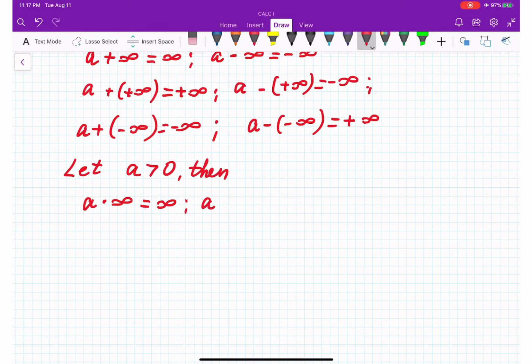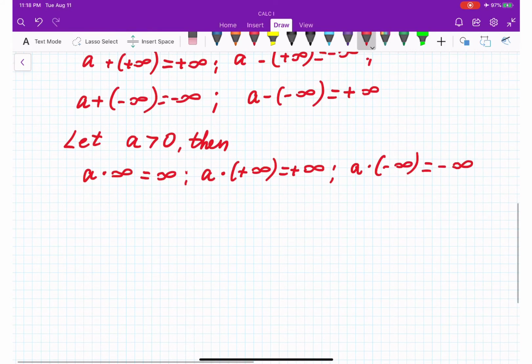Next, a times positive infinity, one side infinity we're looking at. It's going to be positive infinity, because a is greater than 0. Next, a times negative infinity. So a is greater than 0, which is positive, so it's positive times negative. It's going to be negative. We are figuring out the sign, but not the infinity, because it's going to be infinity period.